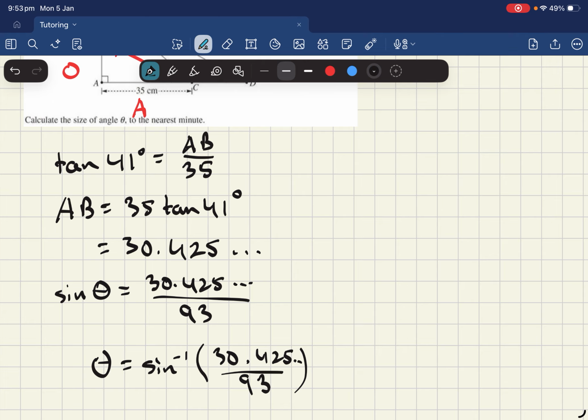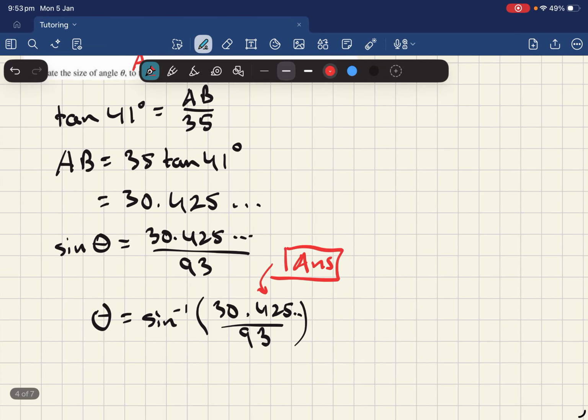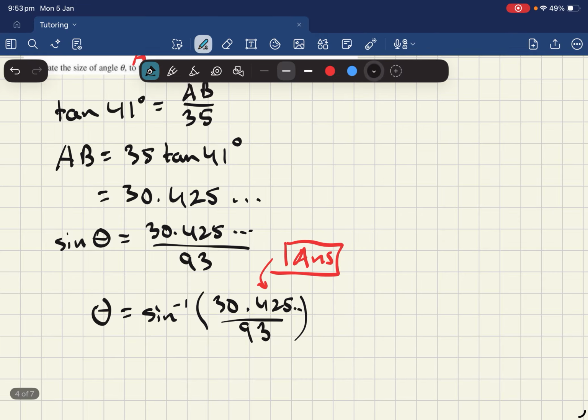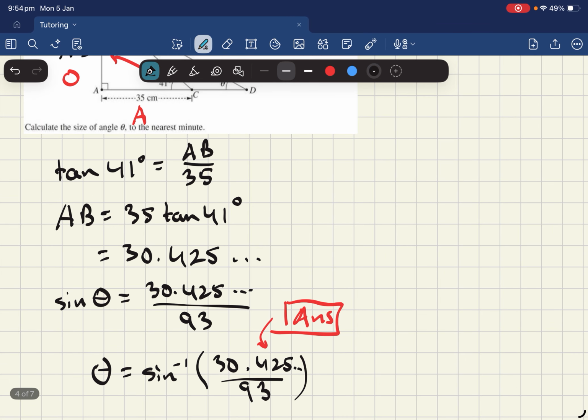Now, this is what you're going to put in your calculator. Sorry, I've got the dots there as well. But this number here, because you've gotten it in your first part, you can just use the answer button on your calculator. And this way, it retains the unrounded answer, so it won't affect the accuracy of your calculation. So our theta, once we input this into our calculator, we get the inverse sine of our answer from the previous part over 93. And that gives you, we're asking for the nearest minute. Remember, read the question. Everything is there that you need.